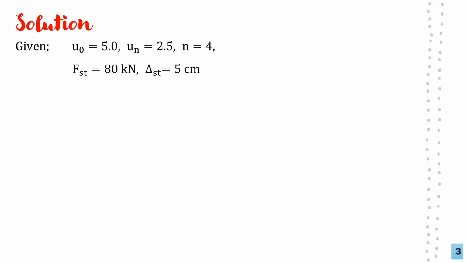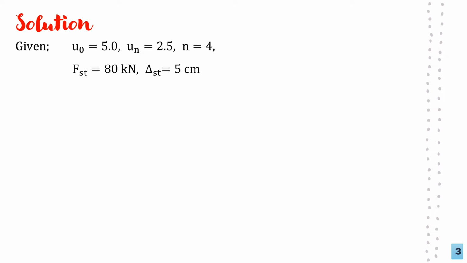You are given the initial displacement, 5 centimeters, and the final displacement, which you are told comes to 2.5 after 4 cycles. Then you're also given a force that is pulling the column backward. So this is a static force, and the static displacement is 5 centimeters.